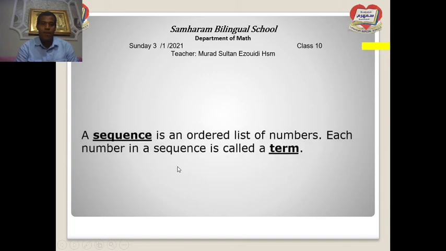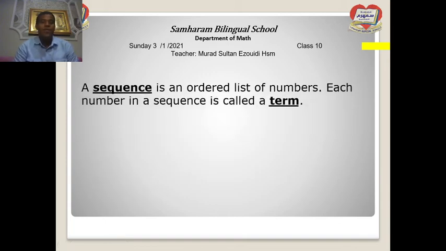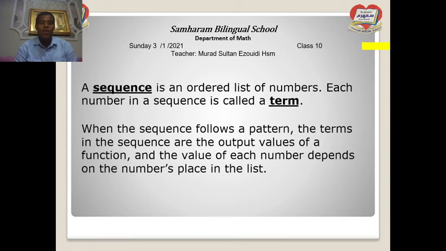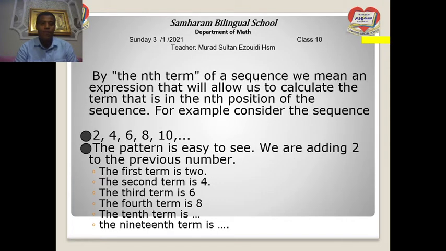So we can define what a sequence is. A sequence, my learners, is an ordered list of numbers. Each number in the sequence is called a term. When the sequence follows a pattern, the terms in the sequence are the output values of a function, and the value of each number depends on the number's place in the list.